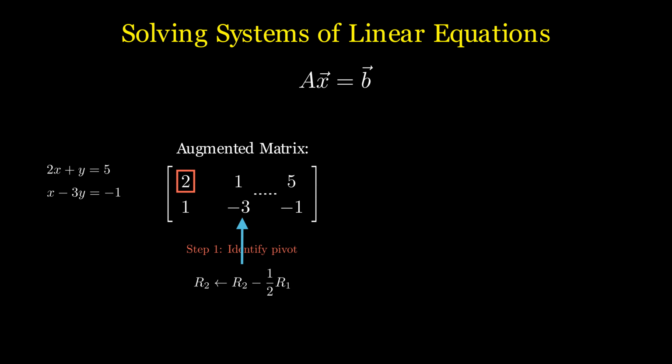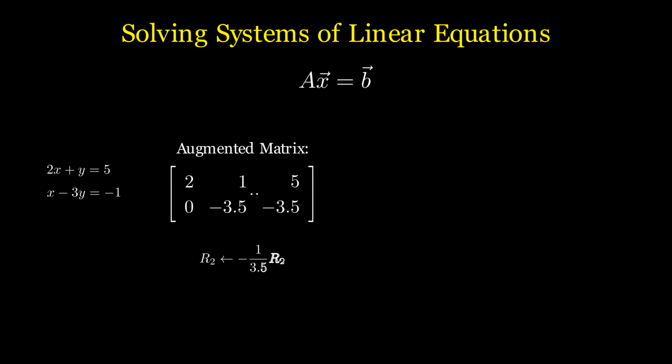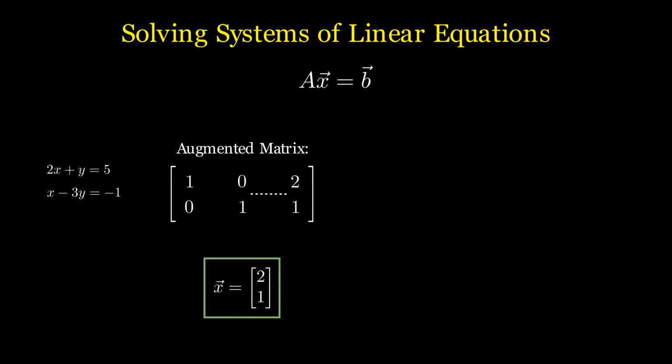We eliminate the term below the pivot using this row operation. Next, we scale the second row to make the pivot equal to 1. Finally, we back substitute to find the solution.